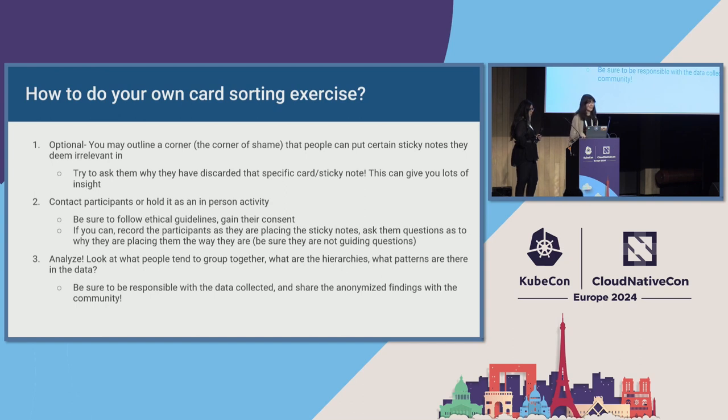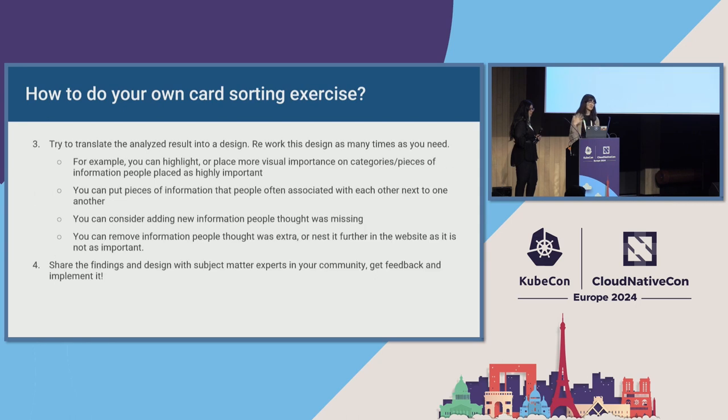And lastly, analyze. It's kind of easier said than done, and you can do it in a variety of ways. Look at what hierarchies exist. What do people place as categories the most? What patterns are there in the data? And be sure to be responsible with the data collected. And if you're sharing findings, please anonymize the findings, unless you have explicit consent to not do so.